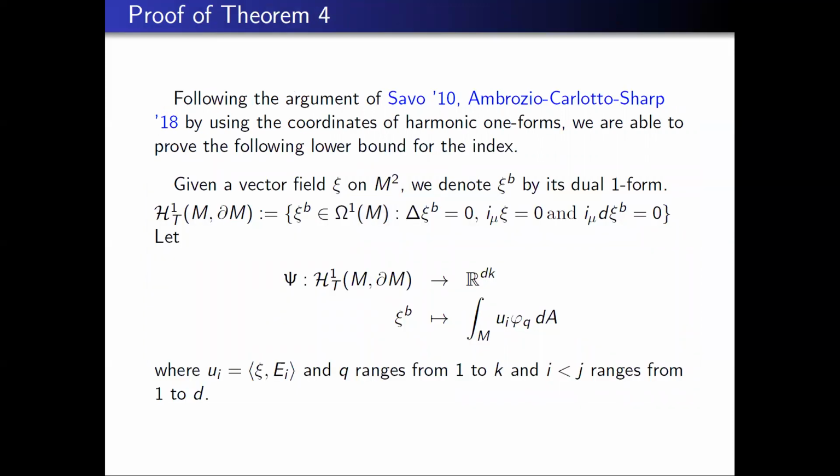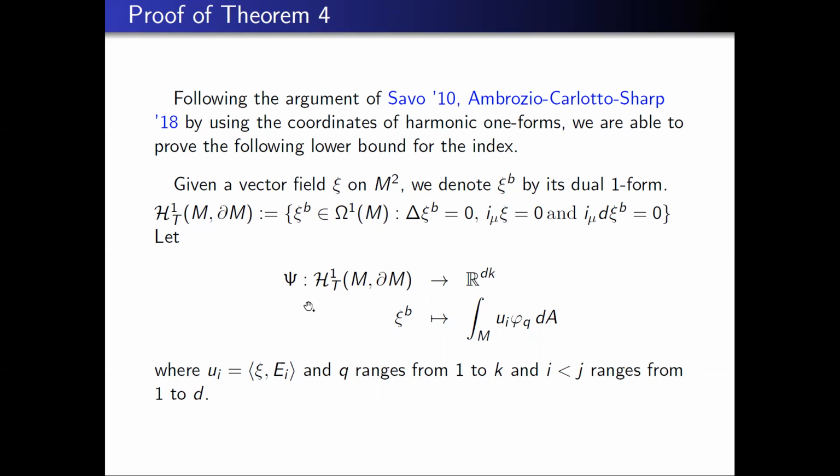Now we give our proof of theorem 4, and the argument follows the argument of Savo, Ambrozio, Carlotto, and Sharp. By using the coordinates of harmonic one-forms, we can prove the following lower bound for the Morse index. Given a vector field psi on the surface M, we denote psi flat as its dual one-form. The space H^1_T(M, boundary M) is denoted in this way.